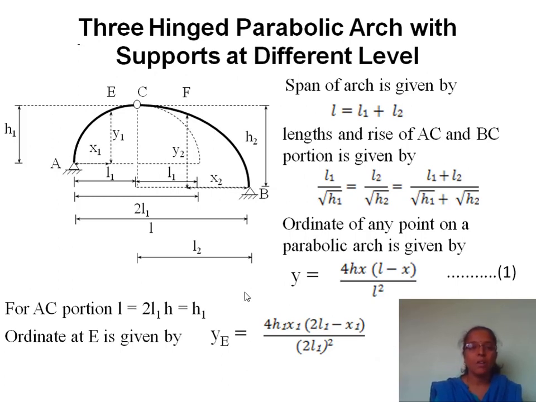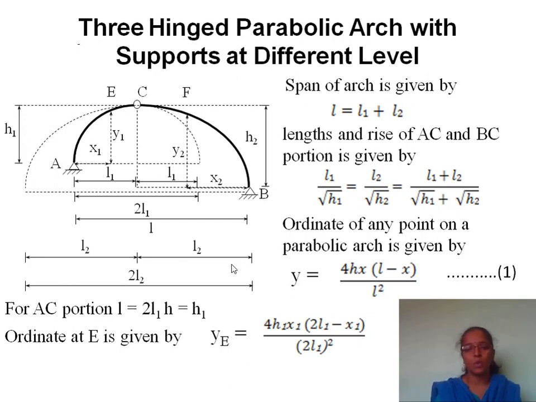Similarly, for the BC portion, let us complete this BC portion parabola so that B and the other end are at the same level. If this is L2, then the remaining distance is also equal to L2. Therefore the total distance will be 2L2. Now what we have to substitute in this case, for the BC portion, H will be equal to H2.